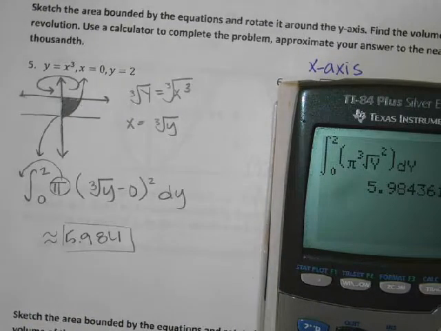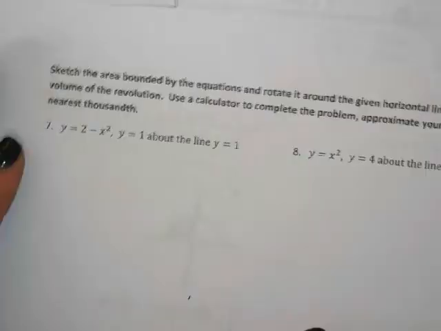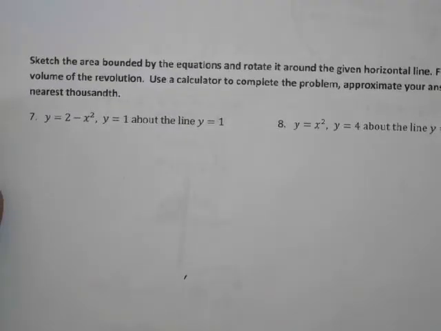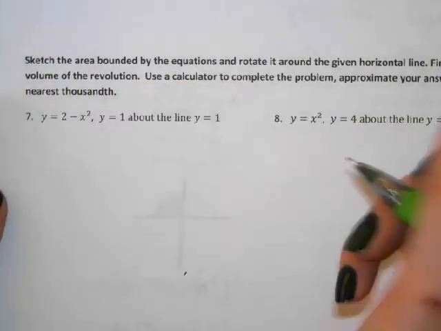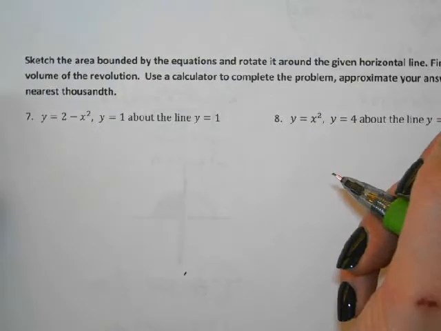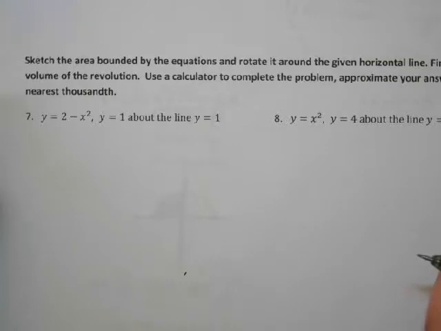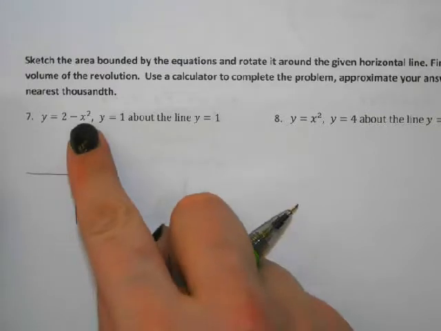Okay. We're going to go ahead and jump down to the next one. All right, so for this one it says, sketch the area bounded by the equations and rotate it around the horizontal line. So if we're using a horizontal line, that's kind of like we're rotating it around the x-axis, right? Because the x-axis is a horizontal line. So is this going to be in terms of x's or y's? X's, okay?